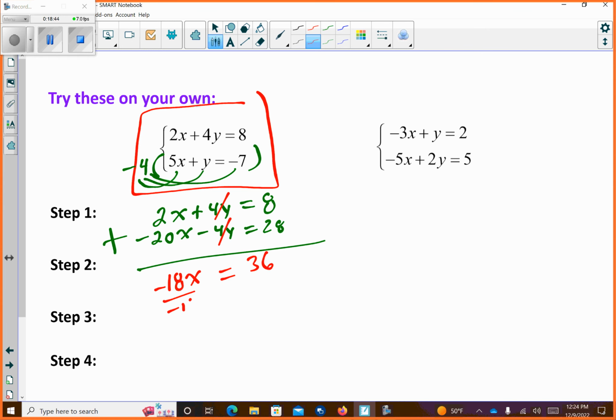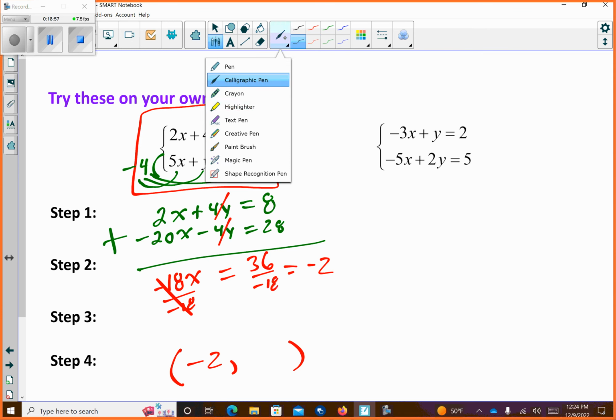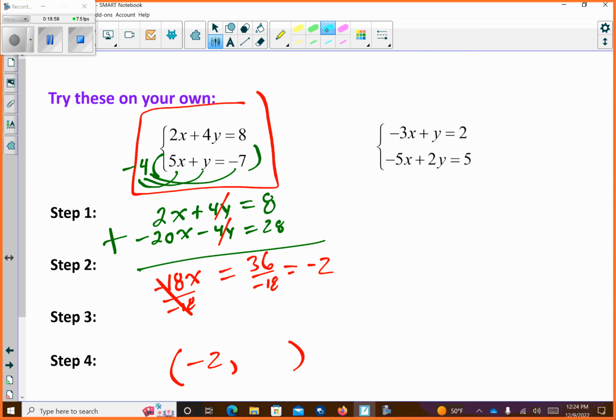Divide each side by negative 18. Negative 2. Negative 2, right? All right, so let's highlight this. That was an x value, right? So I can plug it into the top or the bottom. What do you guys want? Top? I heard top first, so I'll go with that.